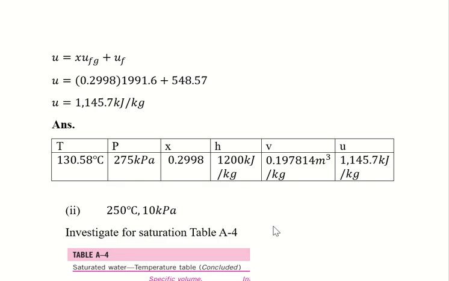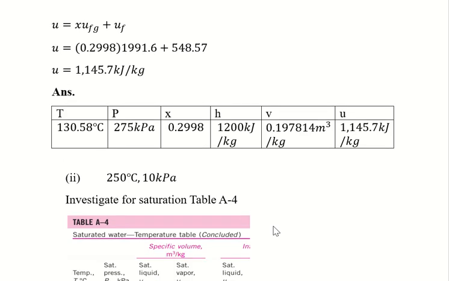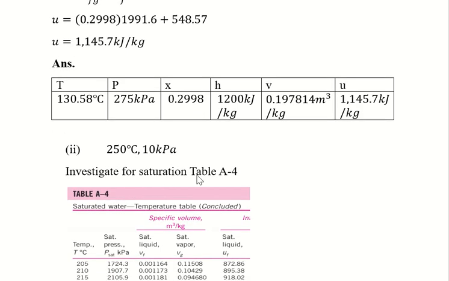So we got part B of the question, and in part B we're given only a temperature of 250 degrees Celsius and a pressure of 10 kilopascals. Well, investigating, this temperature is very high. For normal water it is very high, and we should expect superheated vapor. That's what we should expect. But let's see what the answers turn out to be, because this temperature is super high. So we have to first investigate the situation.